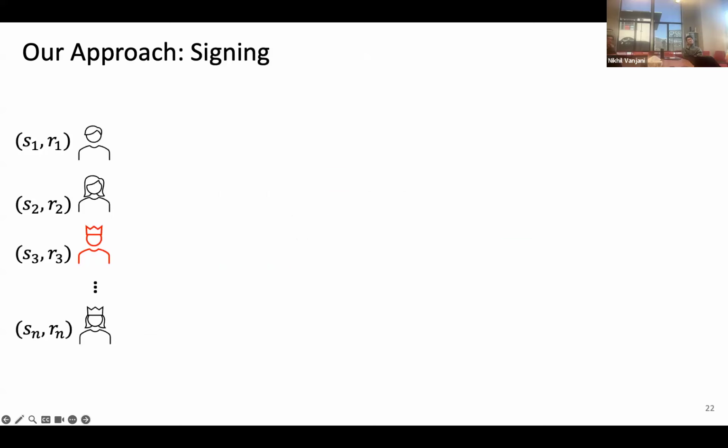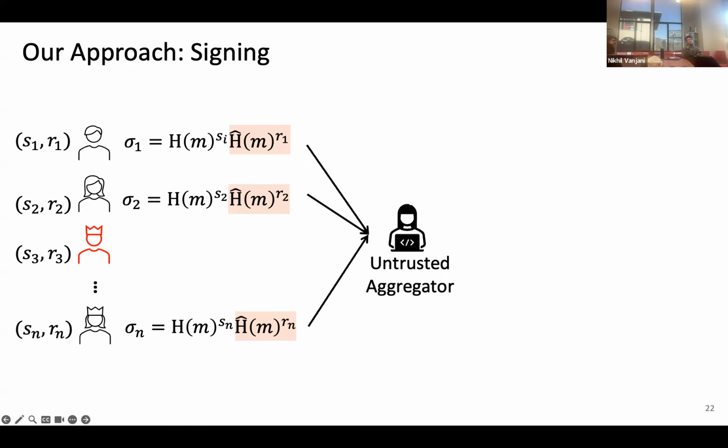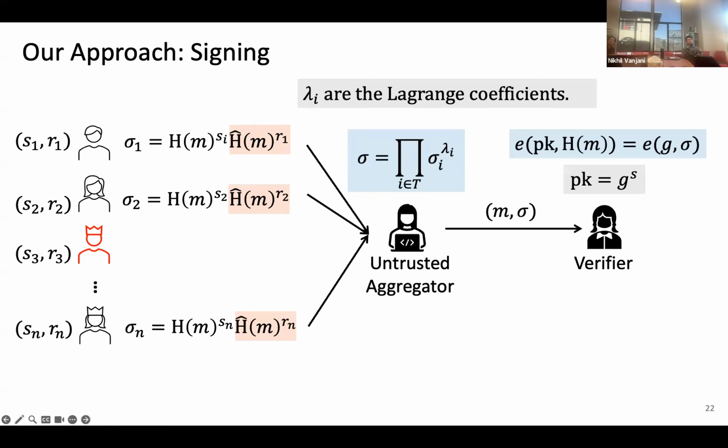So I look at the signing. I have the signing keys, which are tuples now. The partial signature is similar to Boldyreva's. We have the Boldyreva part, the hash of the message raised to S_i, but we also have an additional random oracle H-hat of the message raised to R_i. Everybody knows, and these are still single-element deterministic operations. The trusted aggregator's combining step is identical to Boldyreva. There's nothing new happening. And the verification step is also identical to Boldyreva.